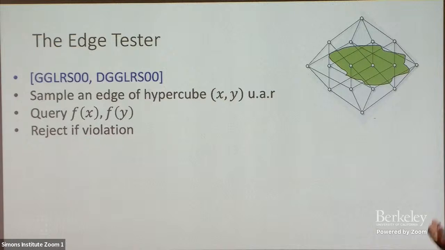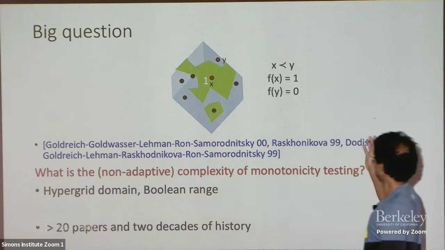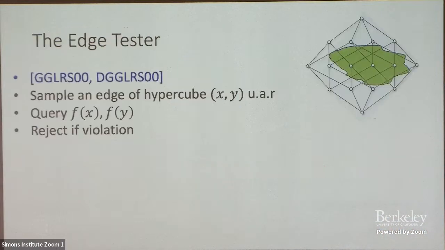I'm going to start with a classic result from these papers. I'm just going to refer to them now as GGLRS and DGLRRS. This is the edge tester of the hypercube. So the way it works is, you've got your hypercube, and you have this unknown set that you're querying, or this unknown function. We sample an edge of the hypercube uniformly at random. So you sample 2 neighboring points on the hypercube, which is like sampling a random point and flipping a bit. We're just doing a hypercube right now. And you query both these points and you reject if it's a violation. Right? It's a pretty simple test.